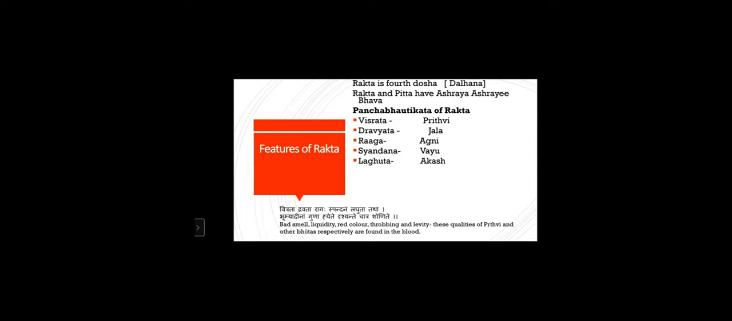So in this 14th chapter, Shonita Varnaniya, the features of Rakta are given. As you all know, Rakta is Asrayi, Sri Bhava of Rakta and Pitta is there, and Pancha Bhautikatva is given. No other dhatus are given this Pancha Bhautika explanation. Here: Vishadatva, Dravatva, Raga, Spandana, Laghutva, the Gunas of Bhumyadi. Vishadata is the guna of Prithvi. Dravata is Jala. Raga, the color, is because of Agni. Spandana, pulsation and movement, is because of Vayu. And Laghuta is because of Akasha. So that is about the Pancha Bhautikatva of Rakta.